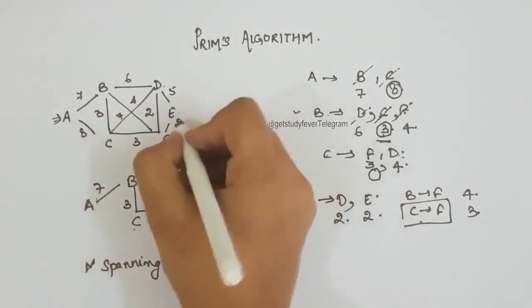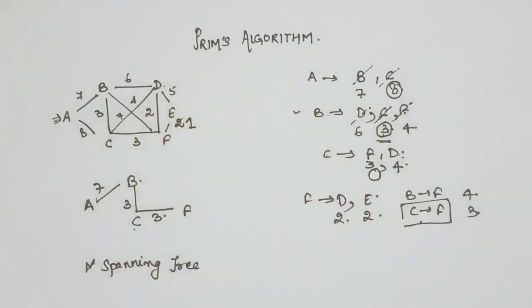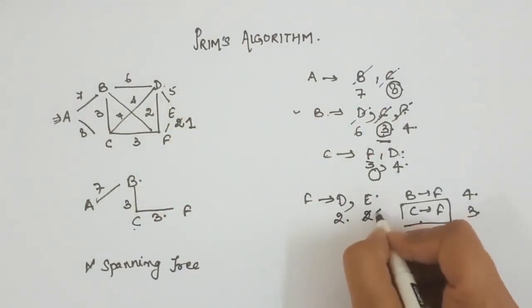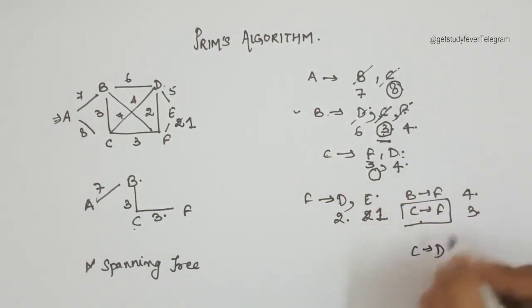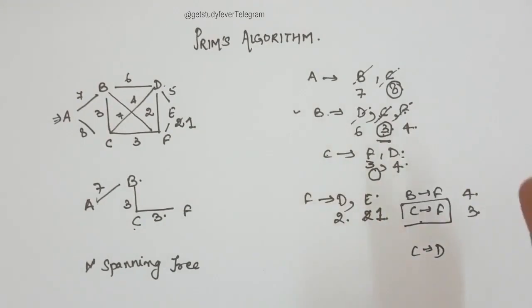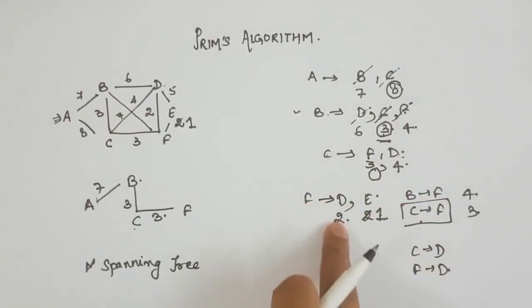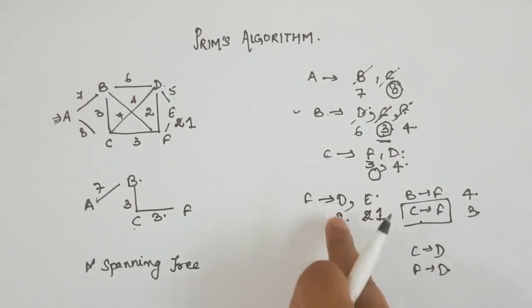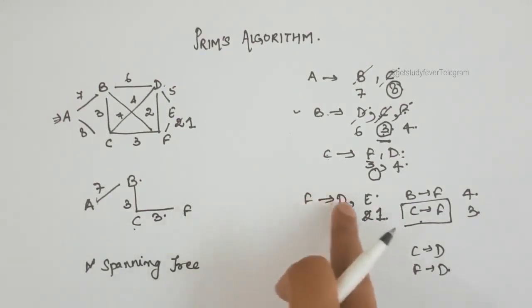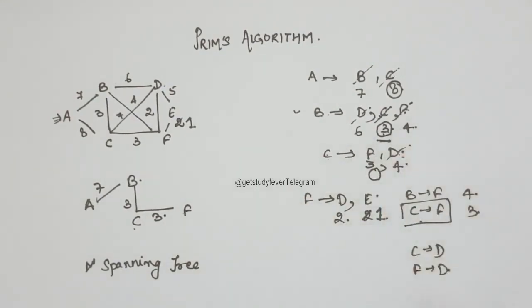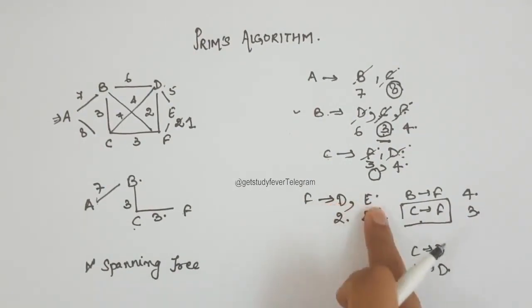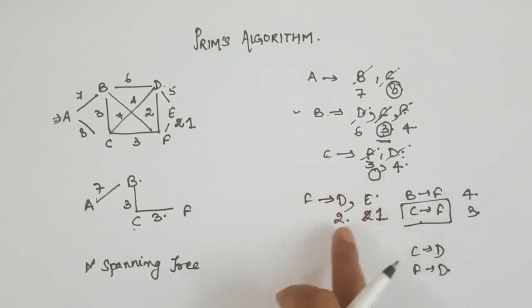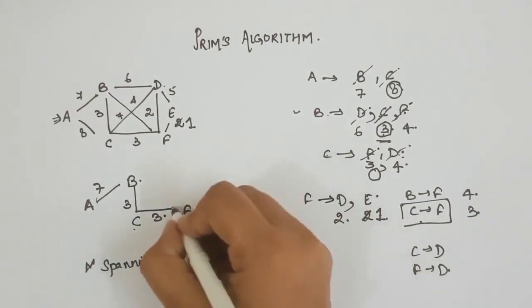Let's take unique edges. Let's say E to F is 1. So here my value becomes 1. Now in order to include D, we can have 2 edges: C to D and F to D. But since F to D has less value, I will take into consideration the edge F to D. Now I will remove this. F is already included. So again I have 2 vertices, D and E. I will see which is the minimum, E. So I will include E.